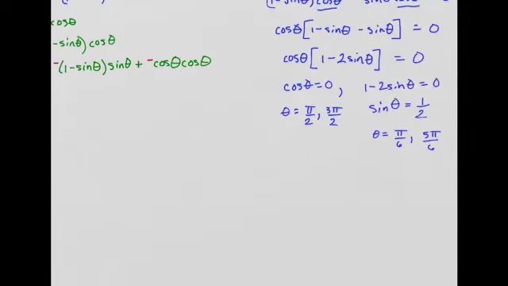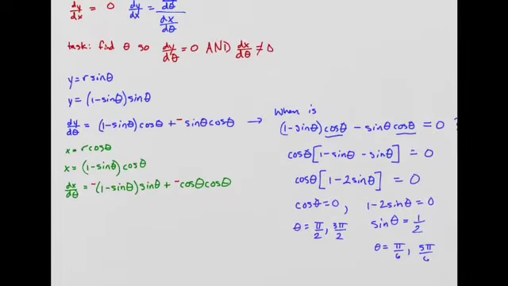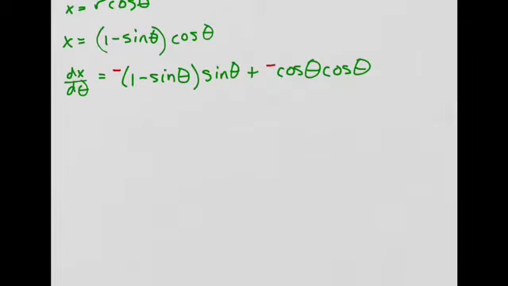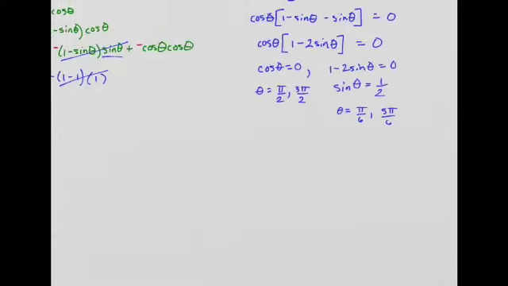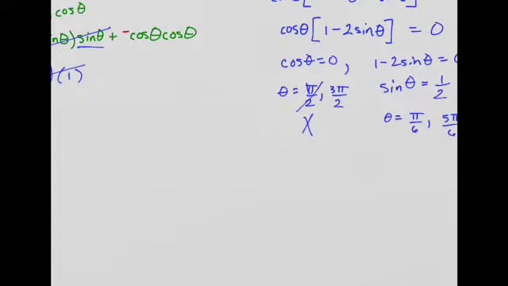Let's check pi over 2. If we put in pi over 2, I'm just going to plug it in to this and see if I get 0. If I do, that would be bad. So sine of pi over 2 is 1. So this would be negative 1 minus 1. There we go. So this piece goes away. So actually, when I plug in pi over 2, it doesn't work out. So I don't use that.